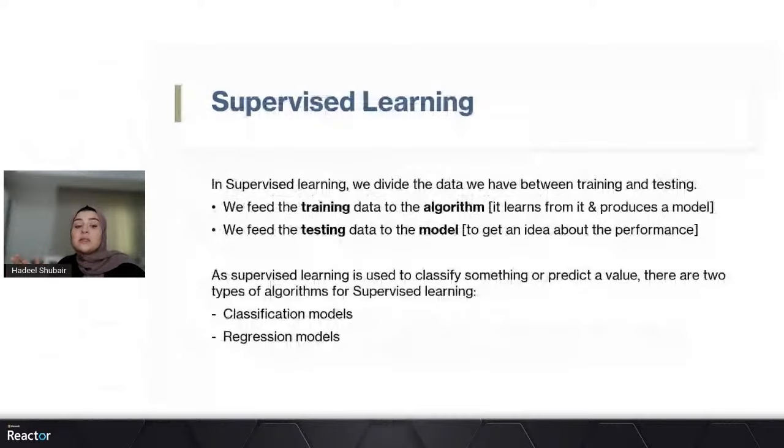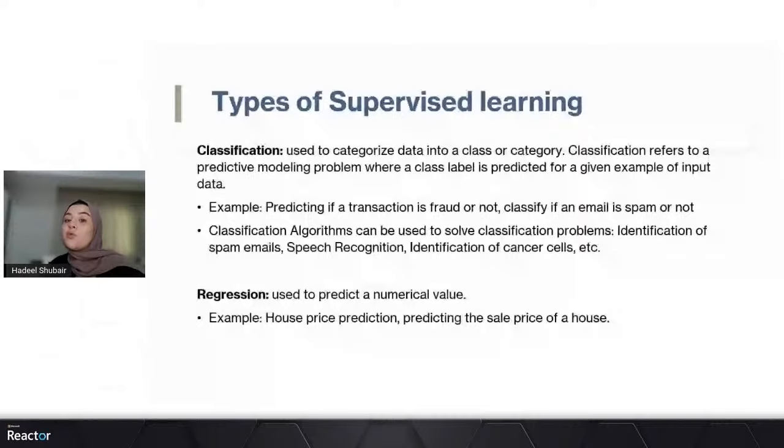And obviously, since there's two types of algorithms for supervised learning that we use to classify something or predict a value, we have classification models or regression models. And very quickly, the types of supervised learning, because these are two of the most common types that you will obviously hear about a lot, is classification and regression. Classification is when you want to classify something into a class or category. So, for example, classifying if an email is spam or not. Or regression is when you want to predict a numerical value. So for predicting the price of your house, or predicting the sale price or something.